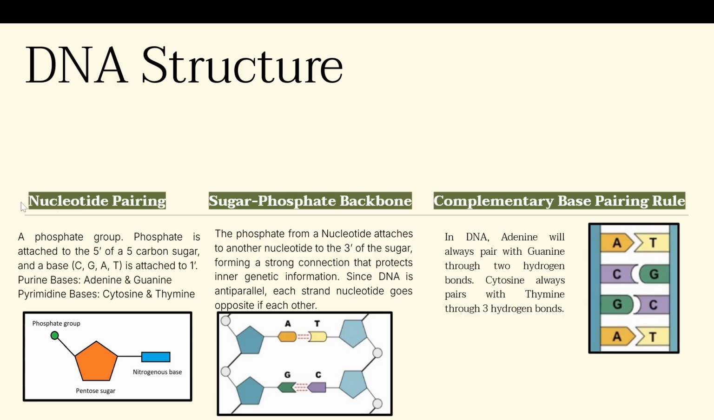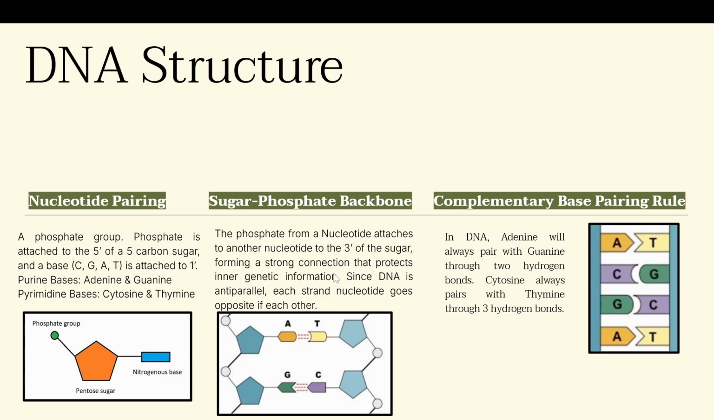So now let's talk about the DNA structure. DNA has three main parts. The first is nucleotide pairing. This shows the primary structure of DNA, sugar, phosphate, and nitrogenous bases, where phosphate is attached to a 5' of a pentose sugar, and it has a nitrogenous base of either G, C, A, or T. The nitrogenous base is connected to the 1' of the sugar.